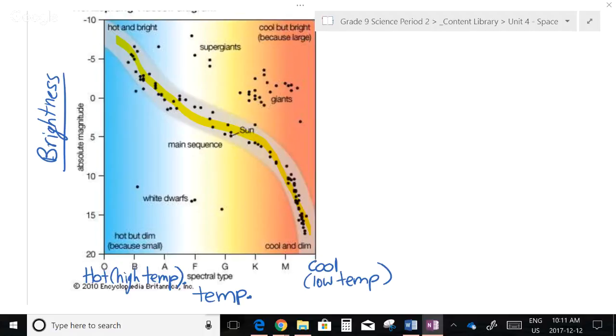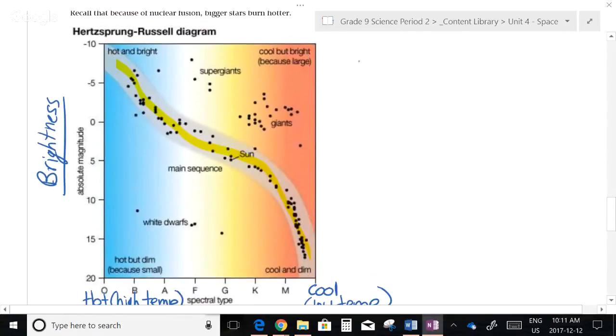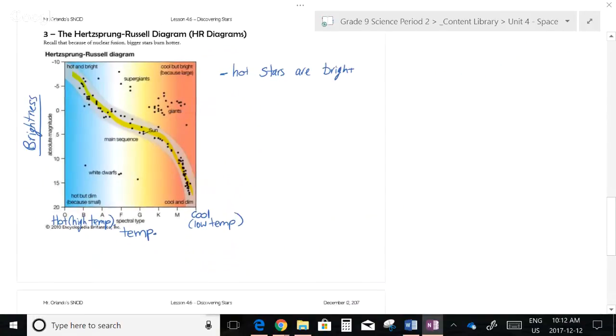And as a rule of thumb, we can see that hotter stars are bright. And as a general rule, cool stars are dim. Good. And that's true for all of the main sequence stars. So, hot stars are bright. Cool stars are dim.